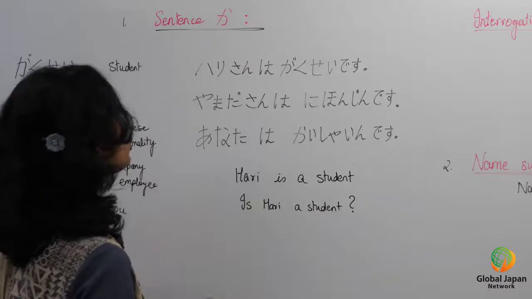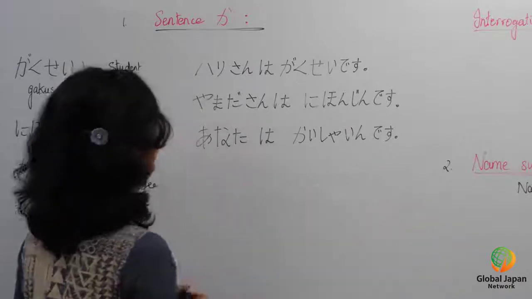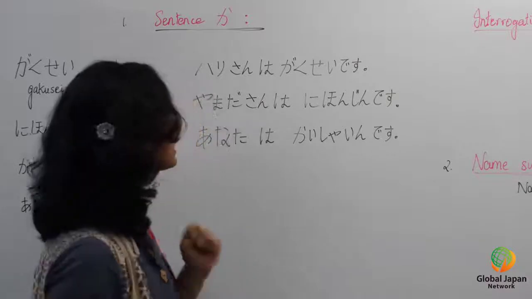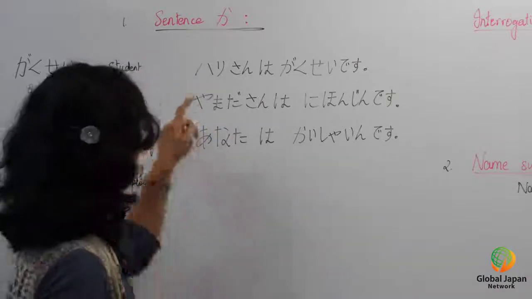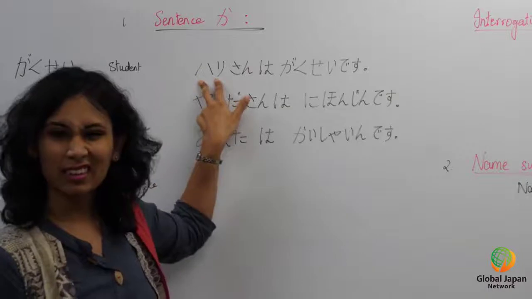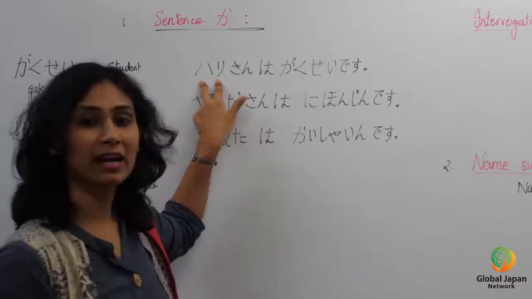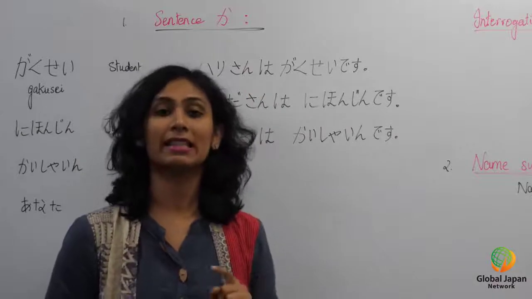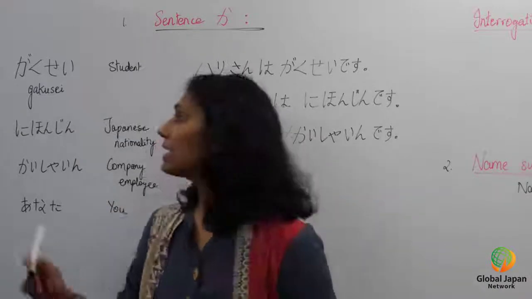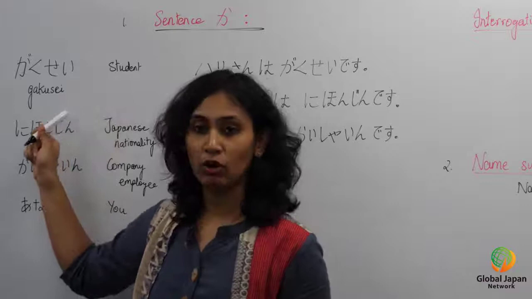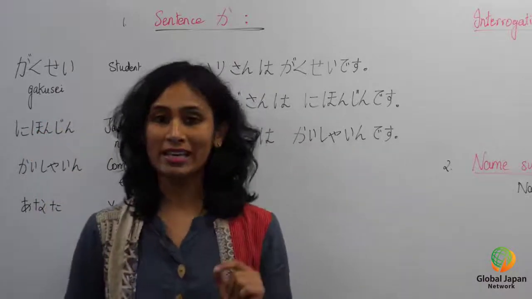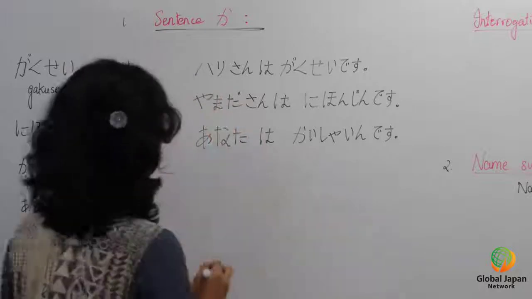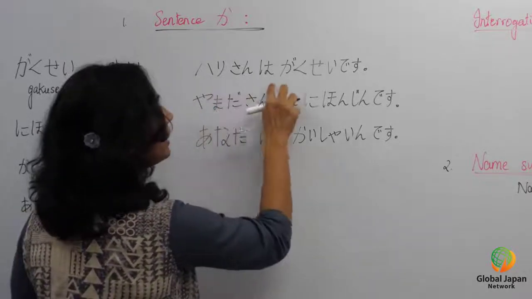Coming to doing this in Japanese, I have taken 3 sentences as examples. Let me read out the first sentence. This is katakana and it is read as Hari. Hari-san wa gakusei desu. Gakusei means student. I've written the meaning on the board here. The meaning of this sentence is Hari is a student.